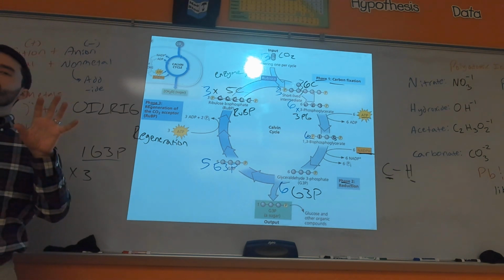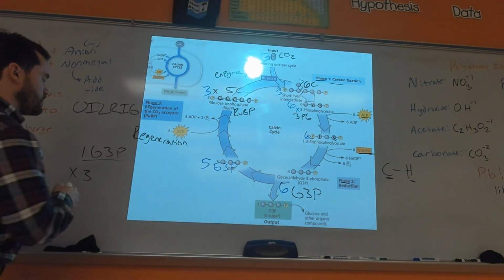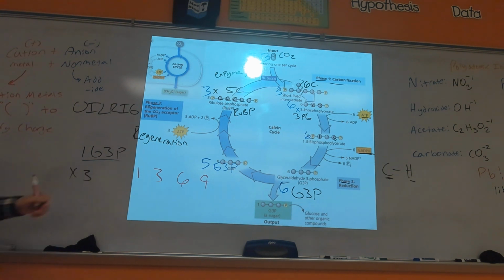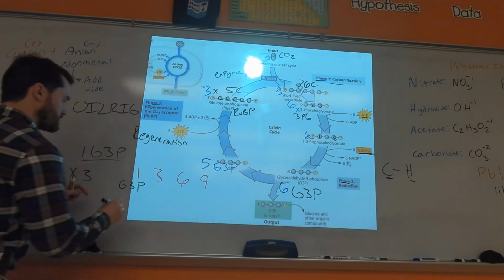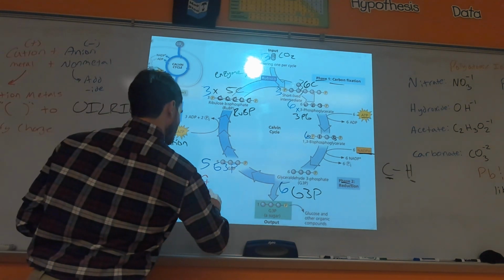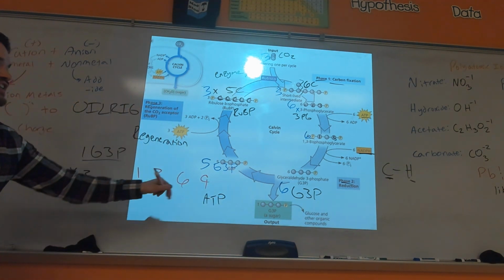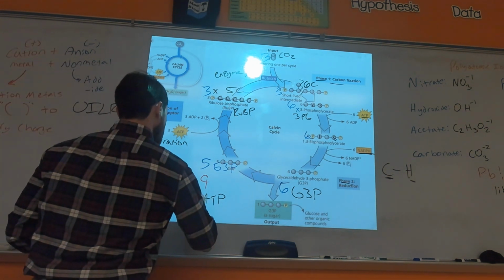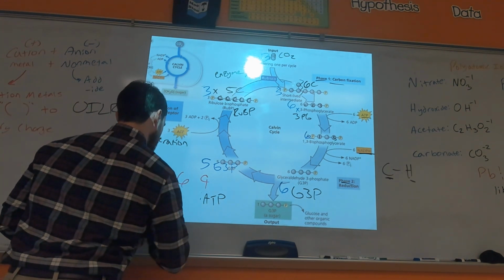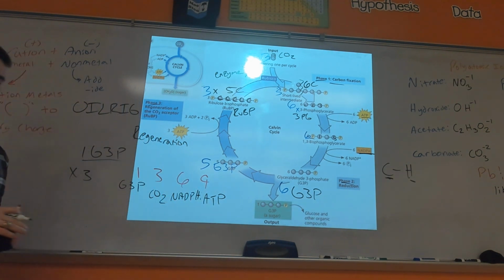Okay? It's a little weird. What I want you to think of is 1, 3, 6, 9. So you're making 1 G3P. To make that 1 G3P, you're gonna need 9 ATPs. You will need, to make this 1 G3P, you're gonna need 6 NADPHs and 3 CO2s.